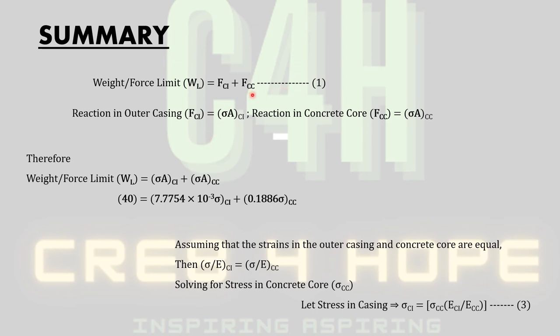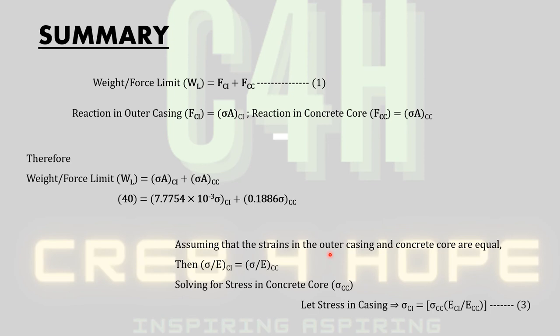From first principles, stress is equal to the force divided by the cross-sectional area. So we can redefine the reactions in terms of the stress and the cross-sectional area, by defining F subscript Ci to be equal to sigma A with respect to Ci, and likewise for the reaction in the concrete core, FCC will be equal to the product of its stress and cross-sectional area with respect to Cc. Therefore, we can redefine equation 1 as the weight force limit, W subscript L, being equal to sigma A with respect to Ci plus sigma A with respect to Cc. Substituting the known variables that we've calculated, the 40 will be equal to 7.7754 times 10 to the power minus 3 sigma Ci plus 0.1886 sigma Cc.